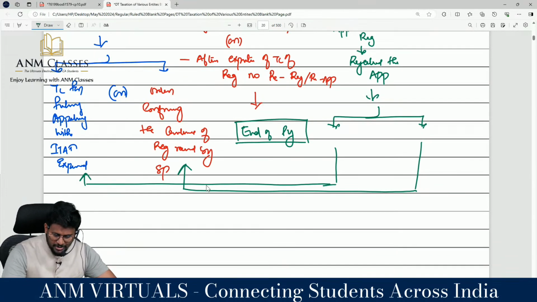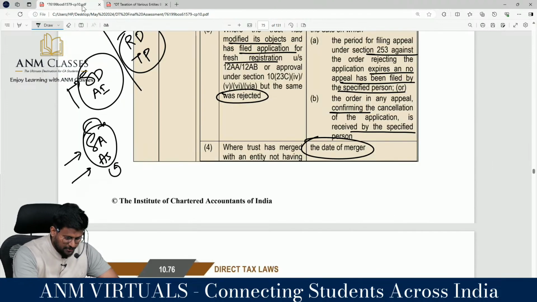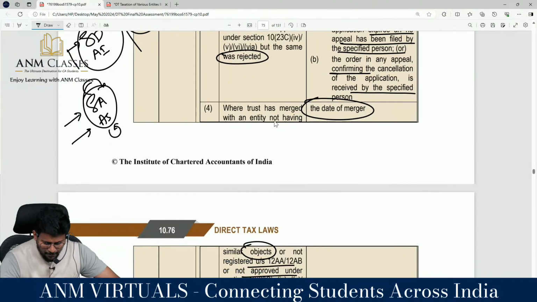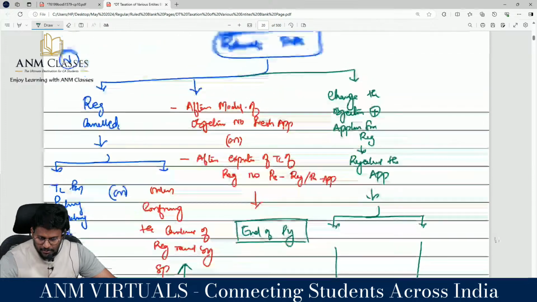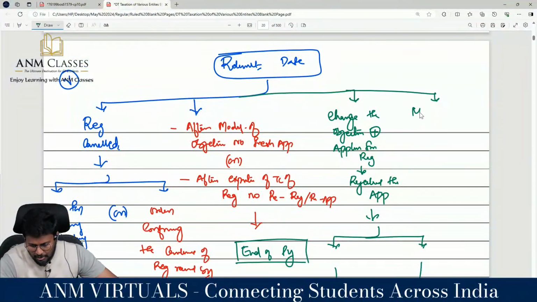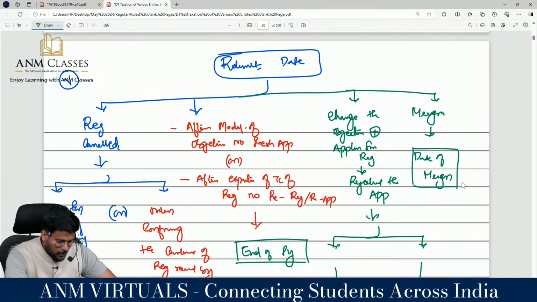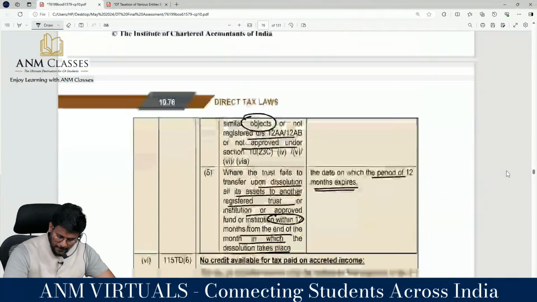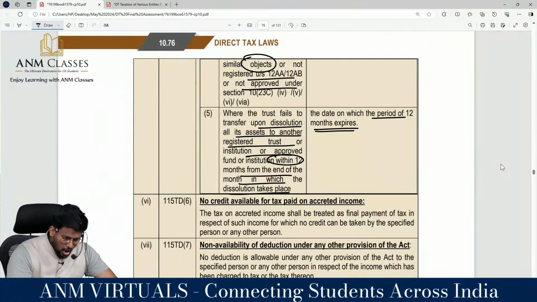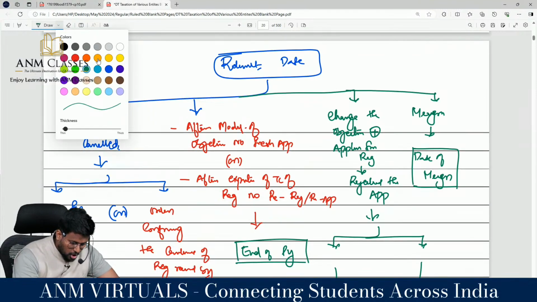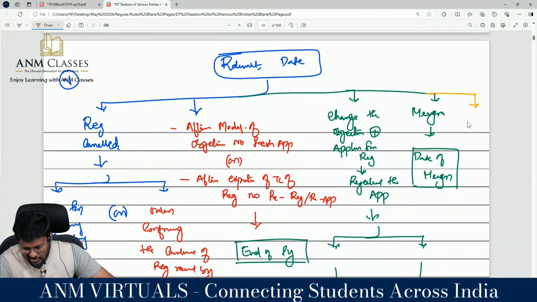I'm coming to the fourth one. When you are writing, don't put this and all, you will not understand, you have to rewrite. When the trust has merged with an entity, so merger, then the date of merger plus 14 days. Next one, the last one: non-distribution of asset.